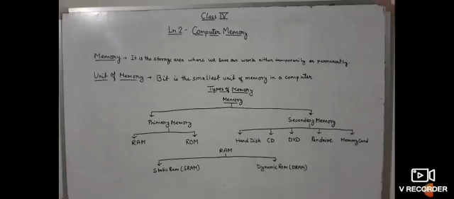Of class 4. Today I am going to explain lesson 2, computer memory. First, let's come to memory. Memory is the storage area where we save our work, either temporarily or permanently.